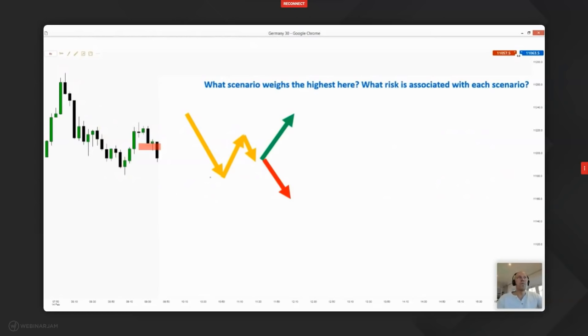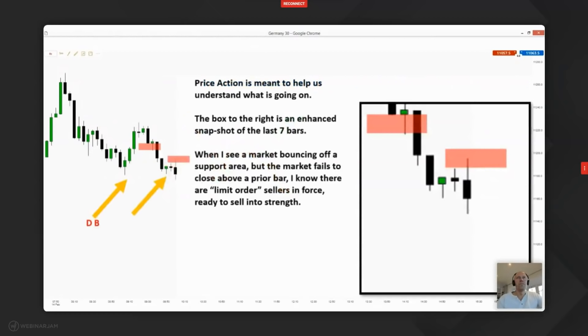So let's get some more information. Price action is meant to help us understand what's going on. The box to the right is an enhanced snapshot of the last seven bars. What you're seeing here, I've highlighted over here. What are we seeing? Well, we're seeing the market attempt to get above a prior bar's high. But the moment we got up there, the limit sellers immediately stepped in.